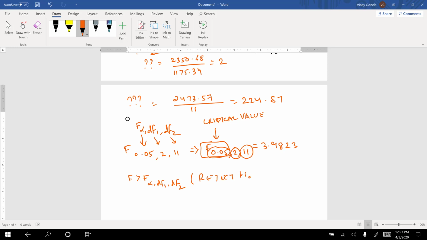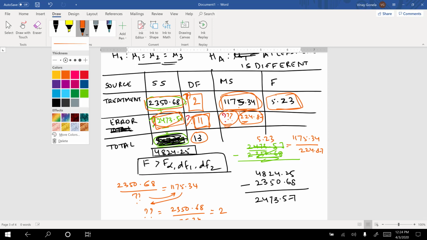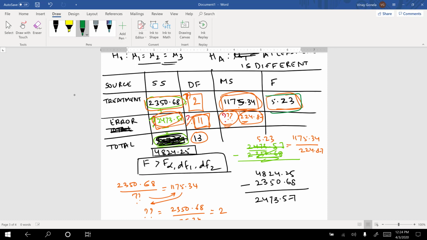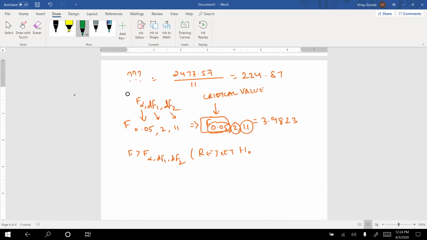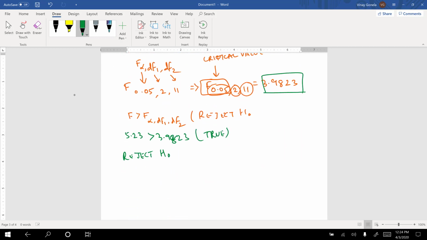So that means the F value I got from the calculation is 5.23. Is it greater than the critical value, which is 3.9823? This is a true statement, so you are rejecting the null hypothesis. When I reject the null hypothesis, that means this statement is false. So "at least one is different" is a true statement. We can conclude that at least one of the data sets is different.